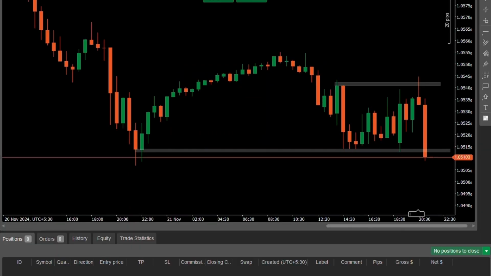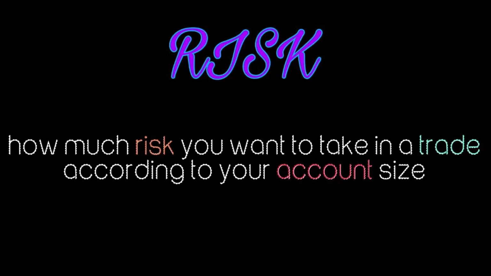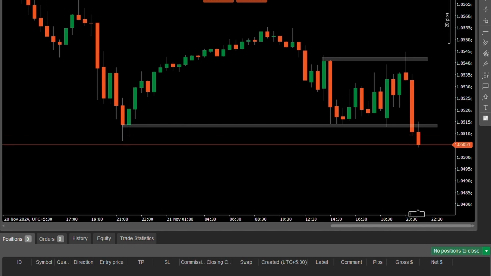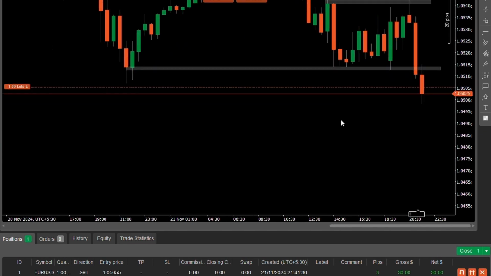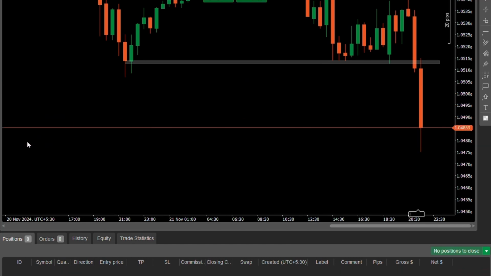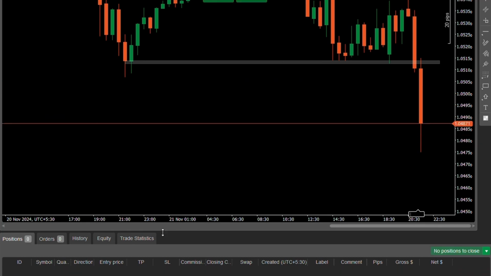What does risk per trade mean? It means how much risk you want to take in a trade according to your account size. That means we calculate the risk according to your account size. You may ask me, Mr. Hope, give me the formula for calculating my risk. Okay, I will discuss that later.